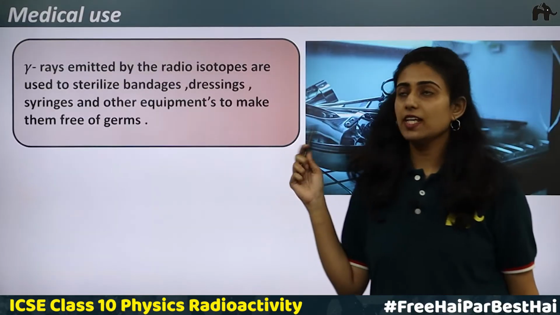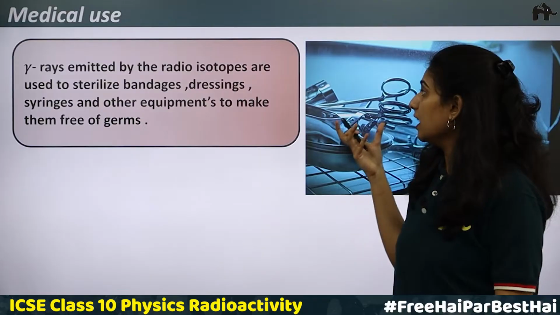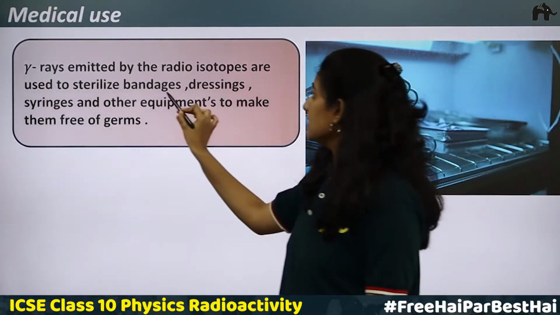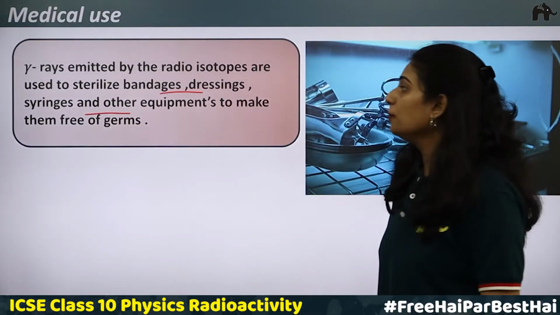As these are used as tracers, before it becomes dangerous, they help to cure using this method of detection. The next medical use: gamma rays emitted by the radioisotopes are used to sterilize bandages, dressings, syringes and other equipment to make them free of germs.